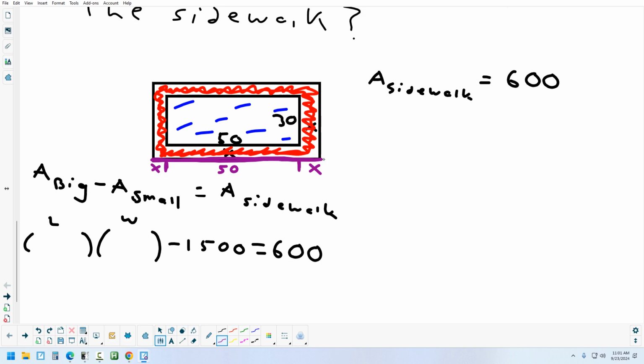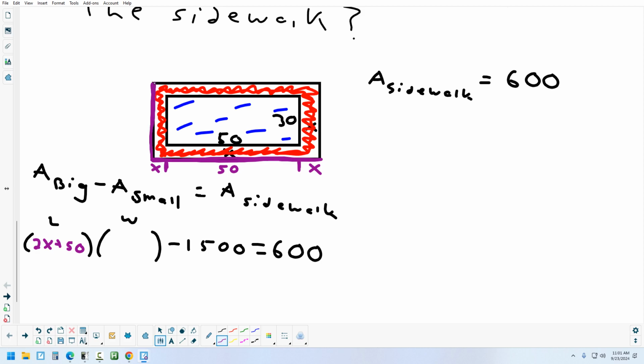50 plus 2x, or 2x plus 50. Yep. It's the length of the pool plus the sidewalk on each end. That's why it's plus 2x. Now we need to do the same thing for here.